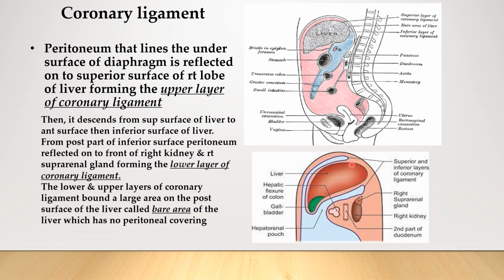So here you can see there is a part of the liver between this superior layer of coronary ligament and the inferior layer of the coronary ligament that is devoid of peritoneum. There is no peritoneum present between this superior and inferior layer of coronary ligament. This area of the liver is known as the bare area of the liver, which has no peritoneal covering, and that area of the liver is in direct contact with the diaphragm.